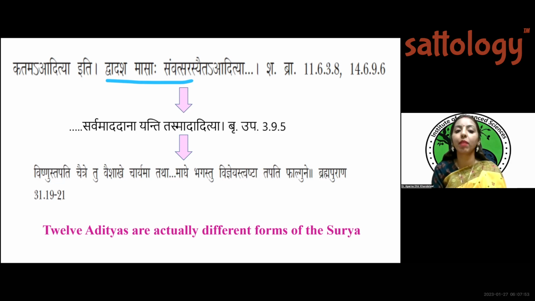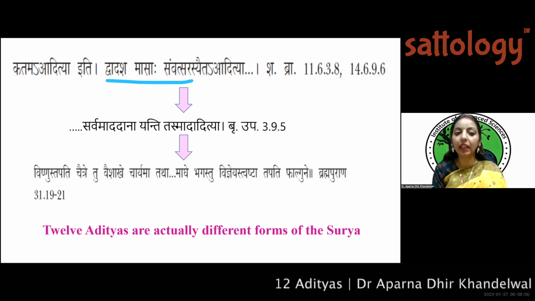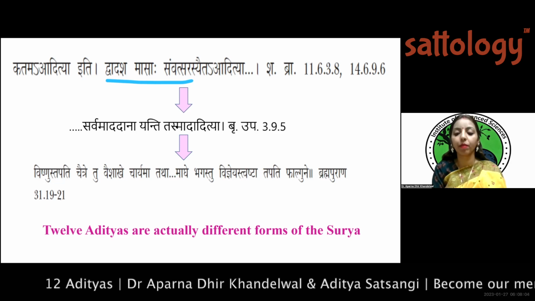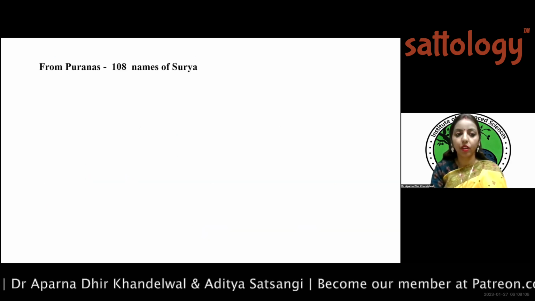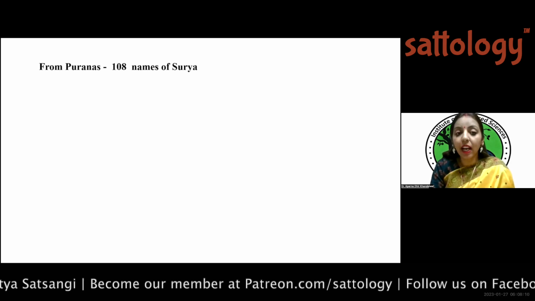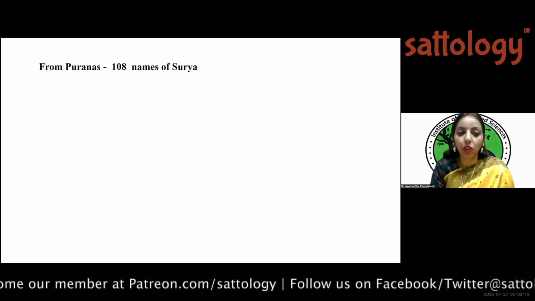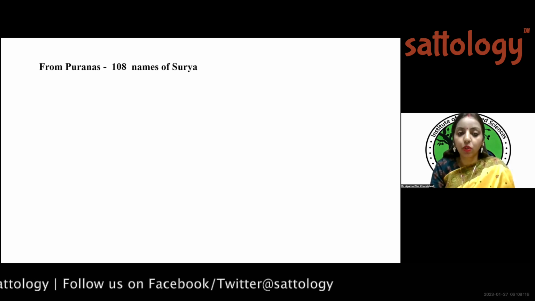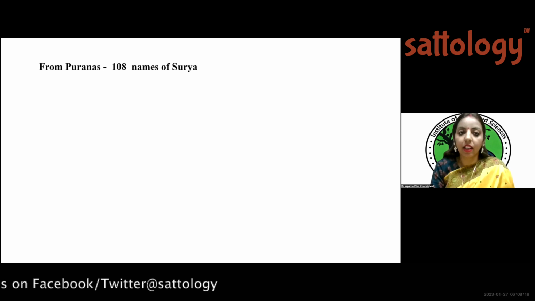This idea is given starting from the Yajurveda, and then we have this concept very much in a clear state in the Puranas. And from various Puranas, we can even have the 108 names of Surya, or we can say of God Surya or sun or the Adityas.